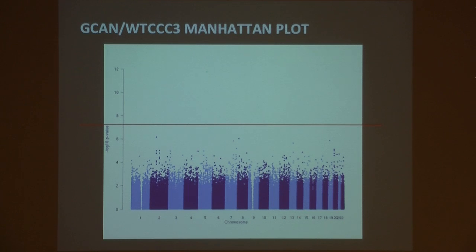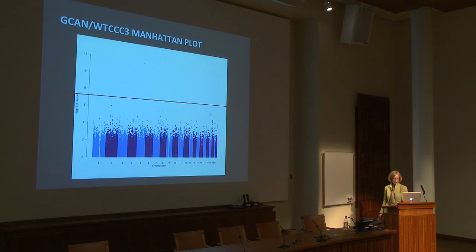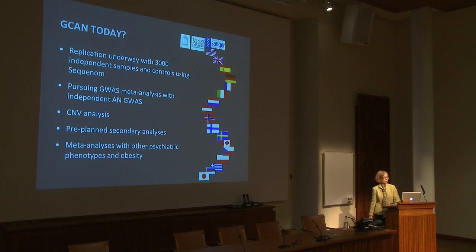Even though we had almost 3,000 samples, that is still a fairly small GWAS. So what we need to do is start pulling things together to increase our N with our replication efforts and some of the other efforts doing cross-disorder studies. So replication is currently underway with 3,000 independent samples and controls using Sequenom. We're also looking at doing a GWAS meta-analysis with that other smaller GWAS that was performed that will boost our N up over 4,000.